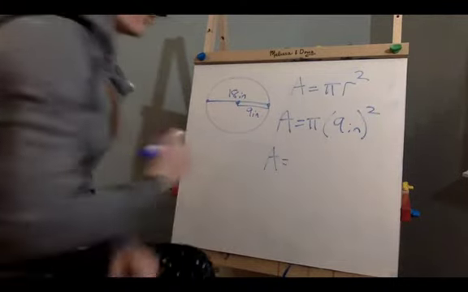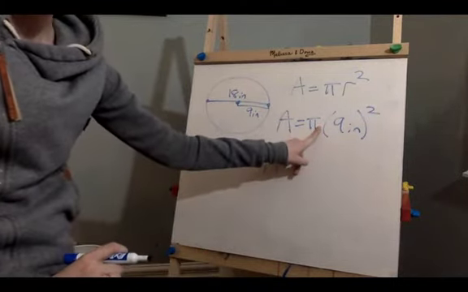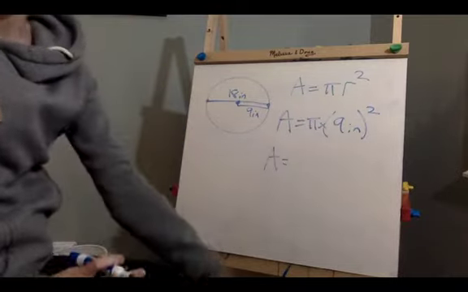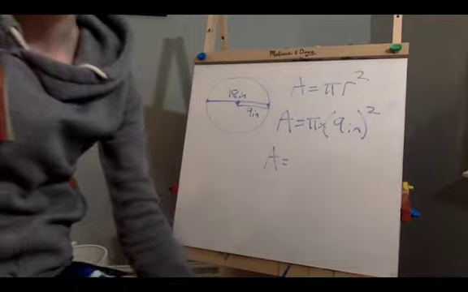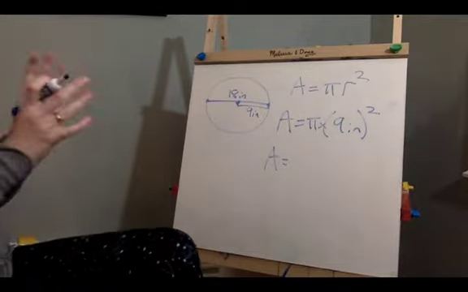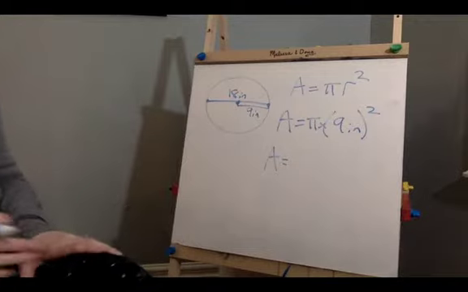Again, the multiplication here is just implied. If you need to write it in, write it in. But that is a common practice for math, right? When you see just two things next to each other, it does imply that they're being multiplied, no other operations happening.